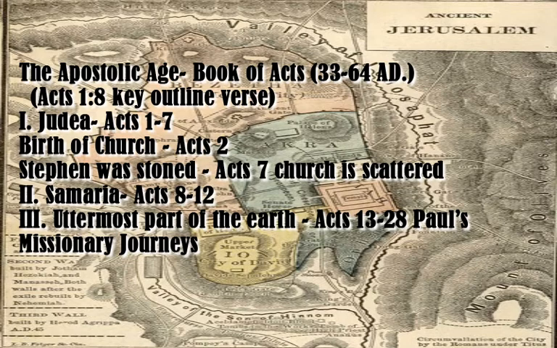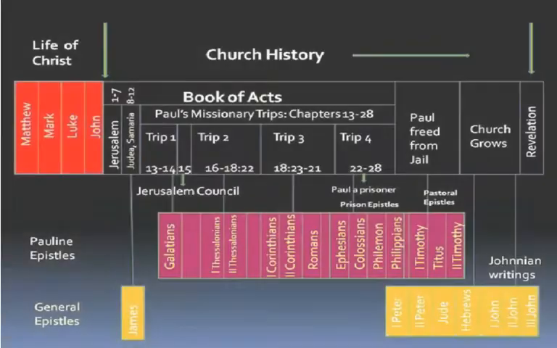You have Judea, Acts chapter 1 through 7. We have the birth of the church in Acts chapter 2. We have Stephen being stoned in Acts chapter 7. And from this stoning, it scatters the church into Samaria, and then we have Paul's missionary journeys going into the uttermost parts of the earth, Acts 13 through 28.